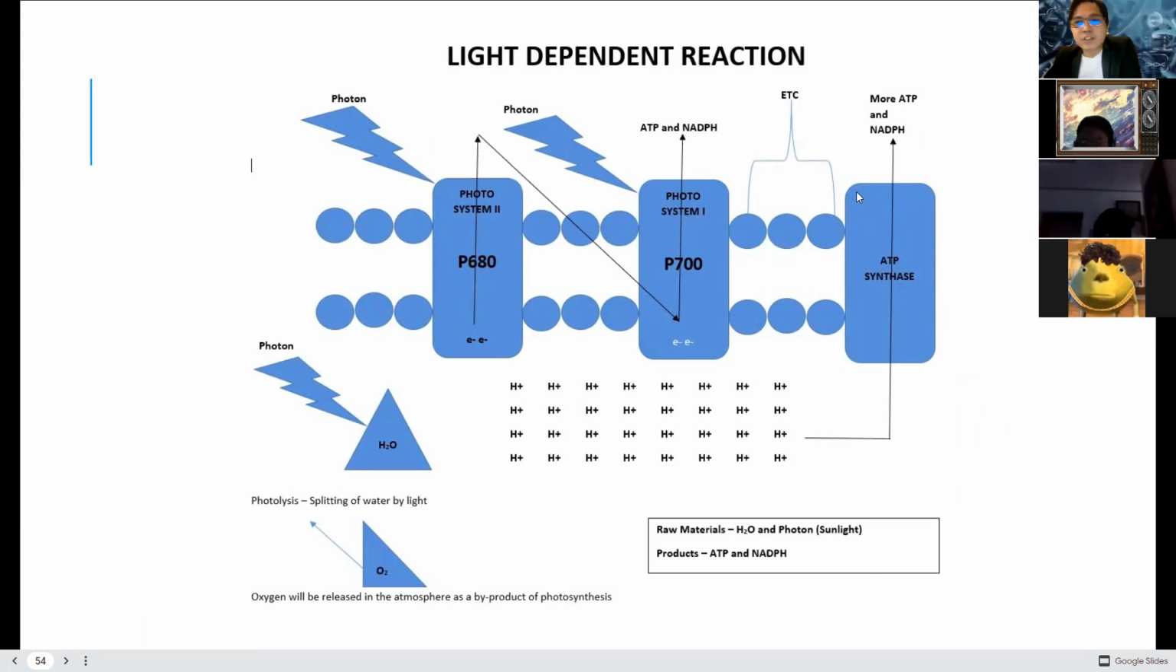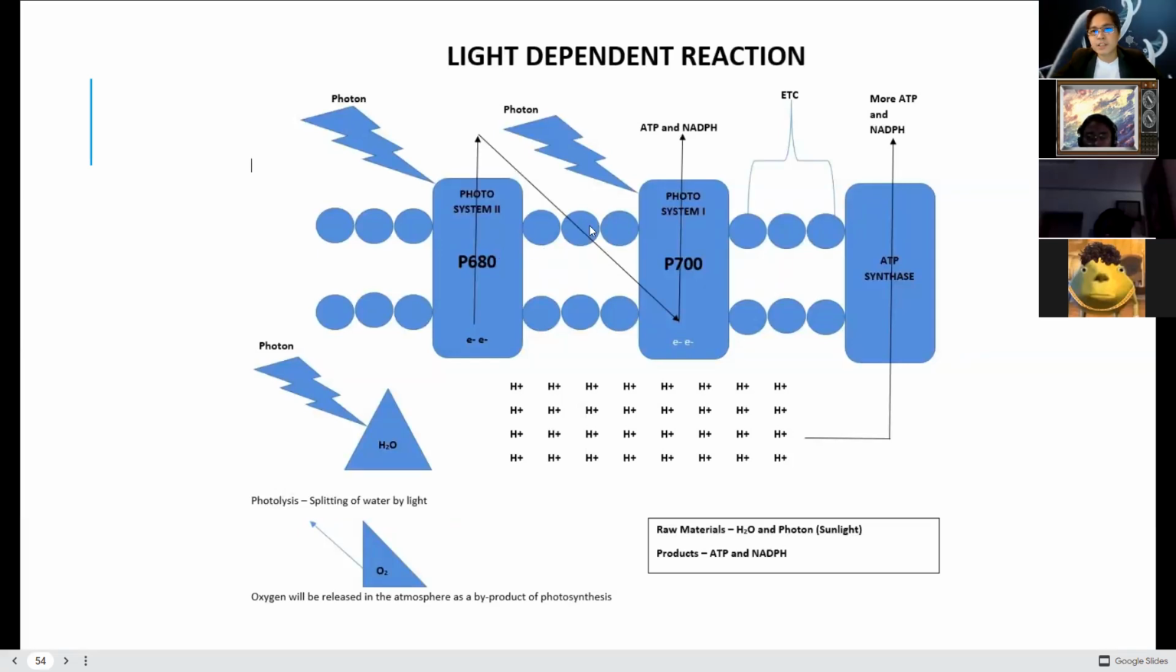Now, what happens during the light-dependent reaction? During light-dependent reaction, a photon strikes photosystem 2 first, or PS2, which contains your chlorophyll A, P680. Once a photon, or a unit of light, strikes photosystem 2, it will enable the electrons to be excited, and they travel to the electron transport chain.